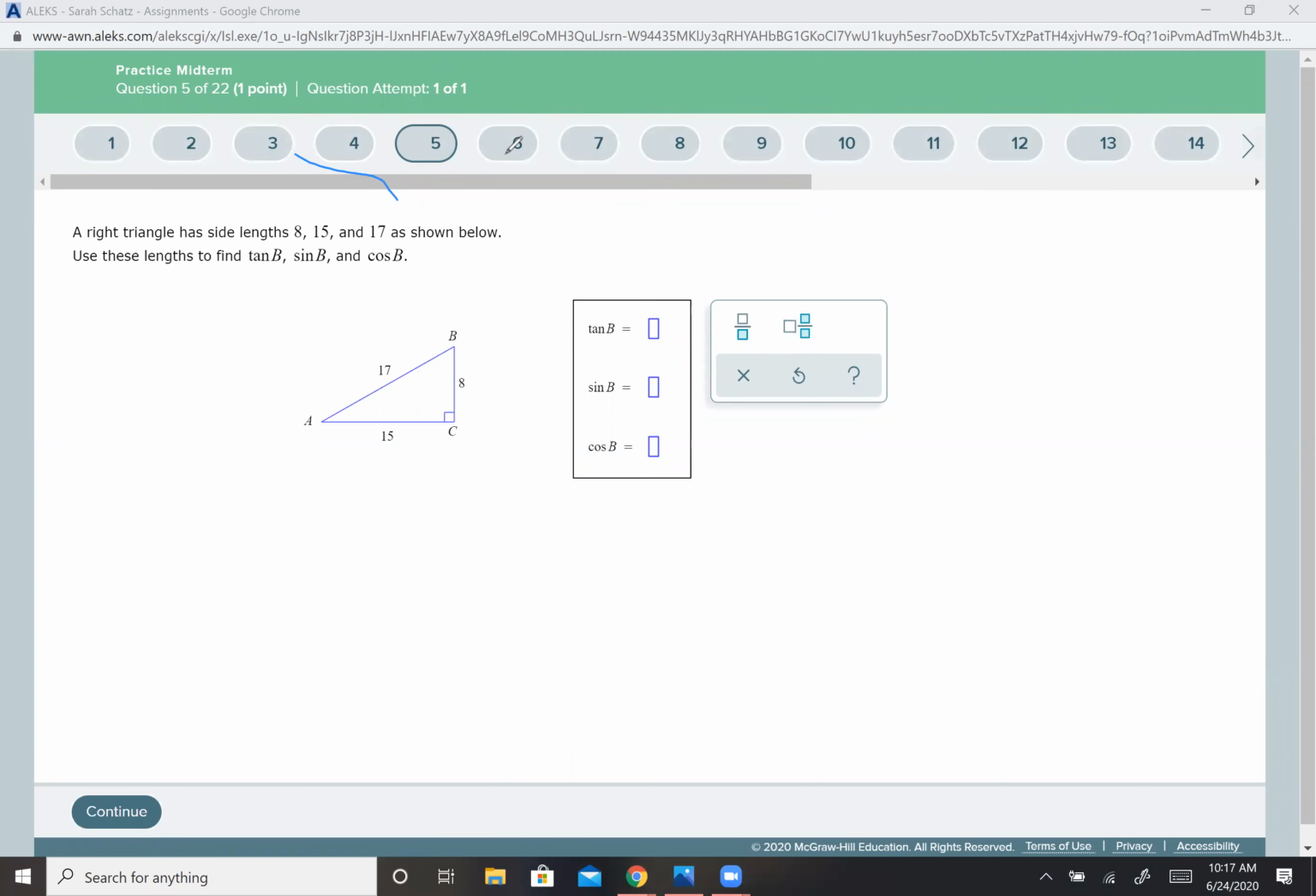All right, so next we have a right triangle. It gives you all the lengths of the sides. We have an 8, 15, 17 triangle here, and we're just going to find some trig ratios.